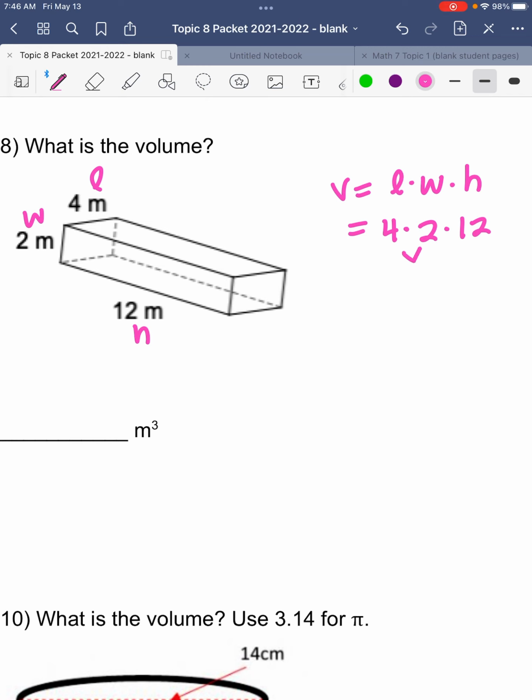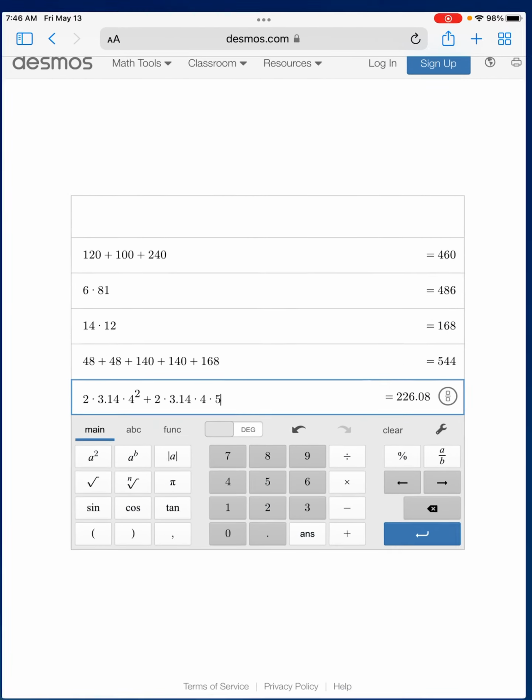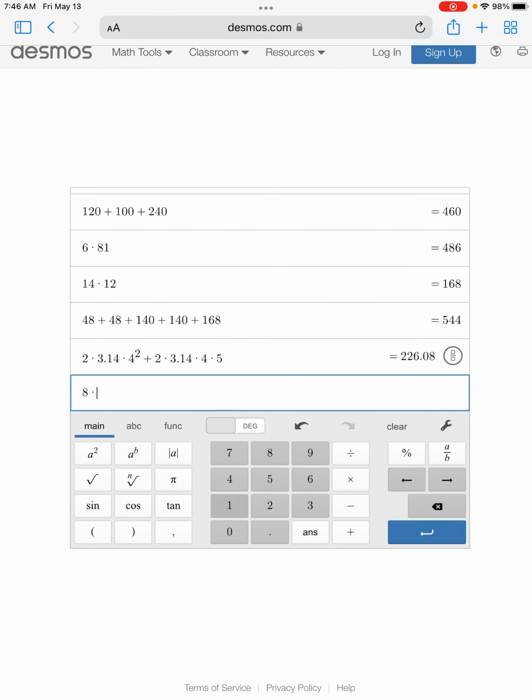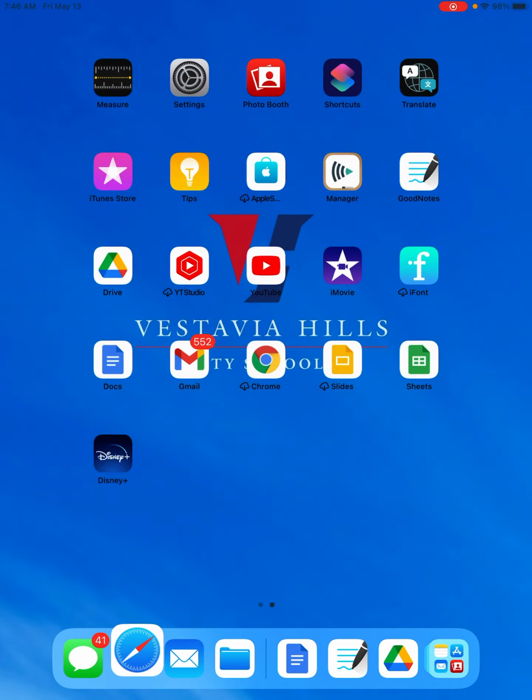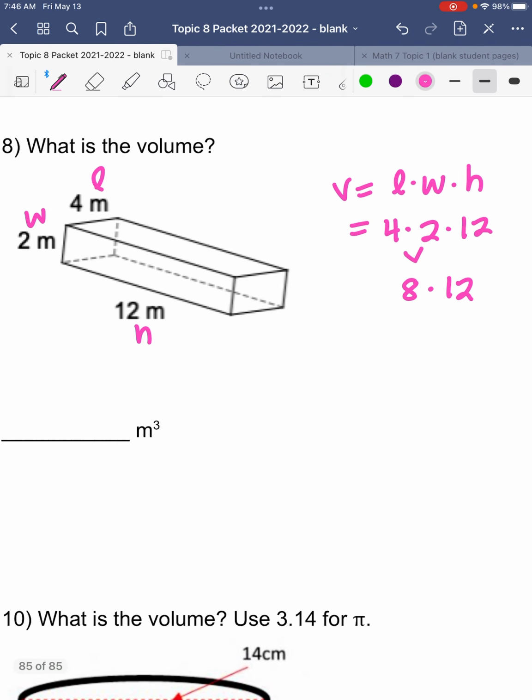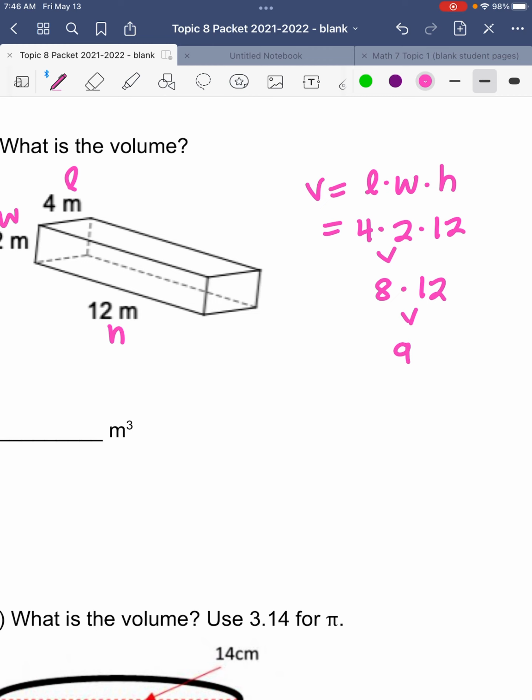So we've got 4 times 2, and 4 times 2 is 8. 8 times 12, I think that's 96, right? Let's just double check. 8 times 12 is indeed 96. So I know that the volume is 96 meters cubed.